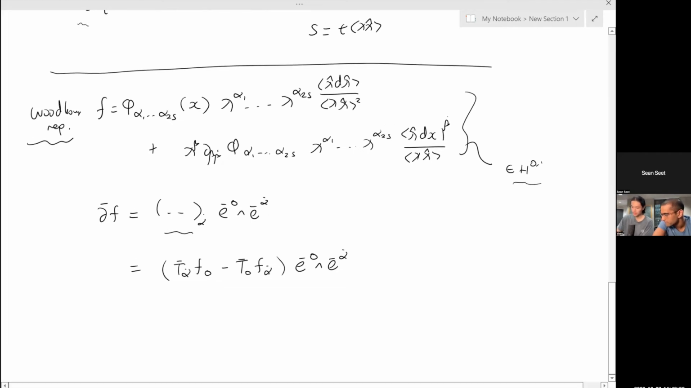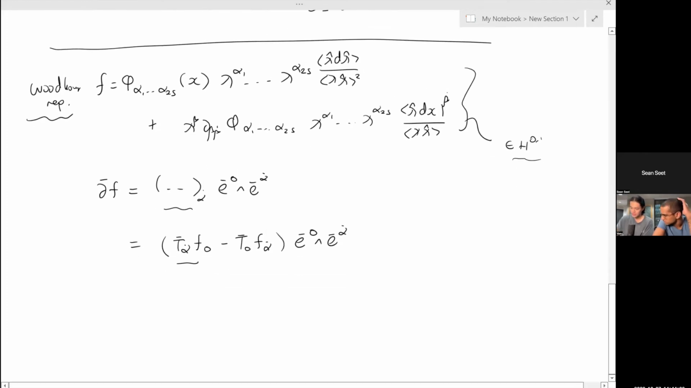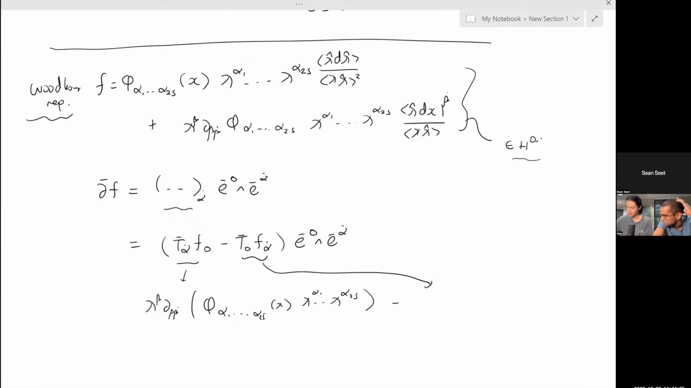So let's check. So what's this? This is going to be lambda beta d beta dot, what else do I want? I think that's correct. Acting on phi alpha 1 alpha 2s x and all the lambdas. Let's just all come along for the ride. And of course this term is going to be acting with lambda d by d lambda hat contracted on the second term.